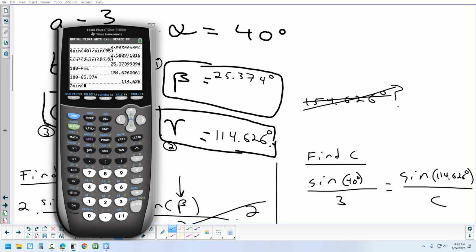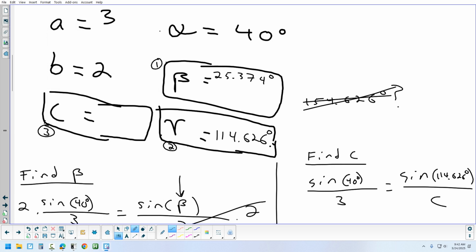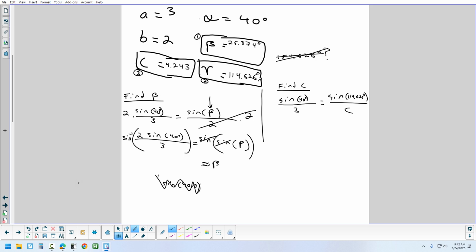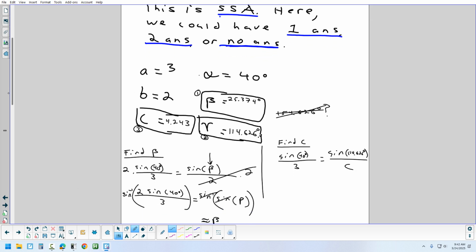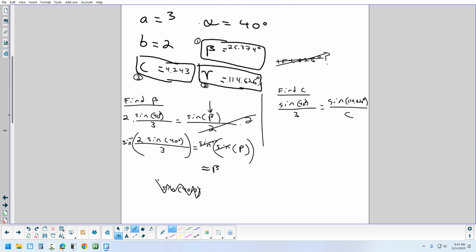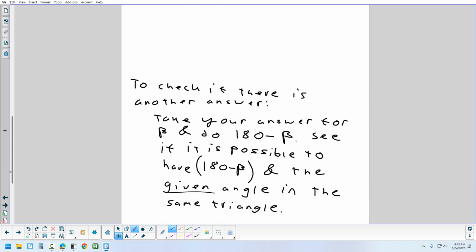All right, so we got 3 sine 114.626 divided by sine 40. And that gives us for C 4.243. And that's the side-side angle case. Okay. Any questions on that? Okay. Or anything here that anyone still needs to copy down?